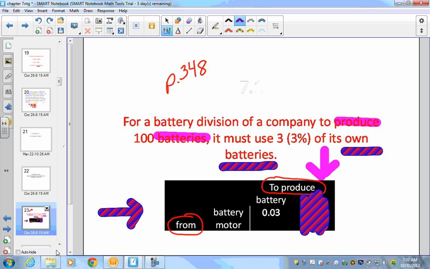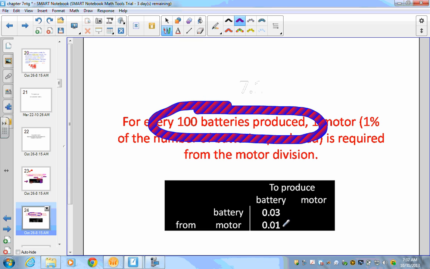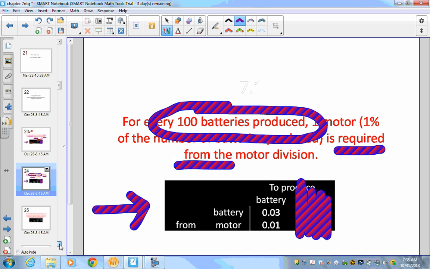All right, moving on. For every 100 batteries produced, one motor is required from the motor division. So once again, we're still producing batteries. Okay, so that means this motor column is taken away. We don't need that. And it says it is required from the motor division. So we're reading that way. And if you notice, motor is your second row, 0.01. All right, moving on. And feel free to pause this anytime just so you can look again.